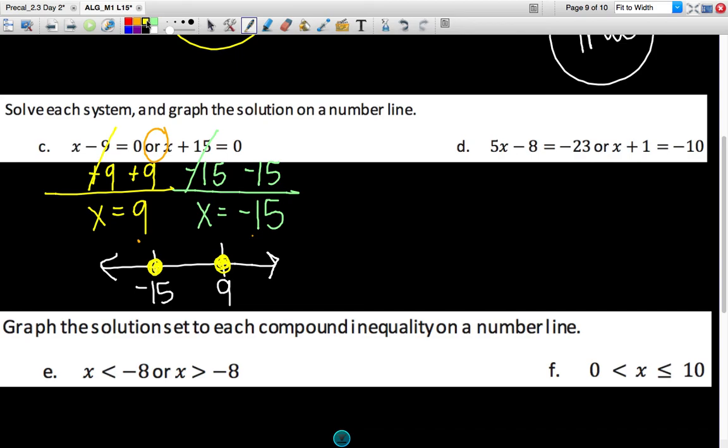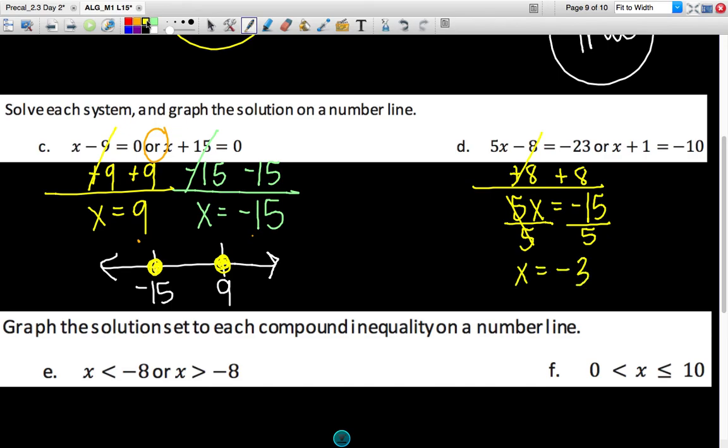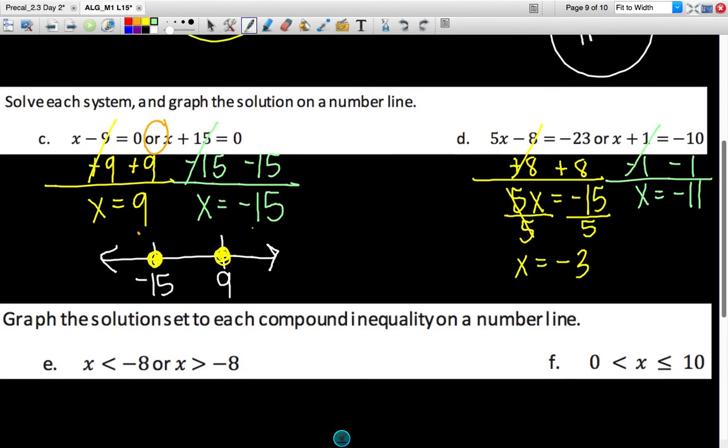Part D, solve first. We're first going to solve by adding 8 to both sides. So we're left with 5x equals -15. We're solving for x, so we divide by 5. x equals -3. Look at the other one. To isolate the x, we need to subtract 1. So we're left with x equals -11. So our solutions are -3 and -11.